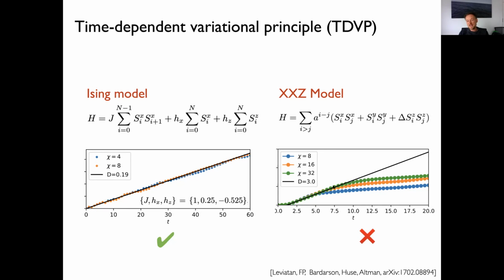However, the moment that we leave the comfort zone of the MPS simulation, we actually get a diffusion constant that's much smaller, right? So we see in this case that the method fails to reproduce the correct results. In fact, this behavior on the right-hand side is the generic behavior, and all the other models, except the Ising model for these specific parameters, fail using this method.